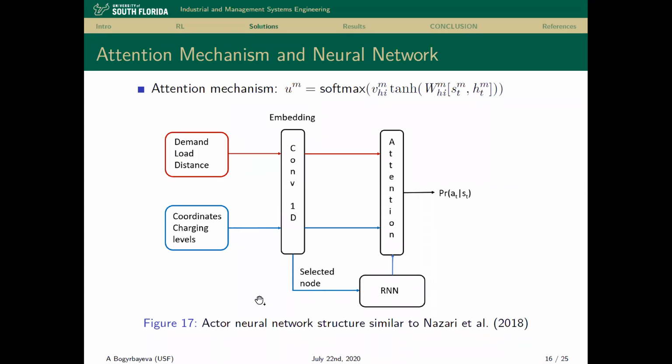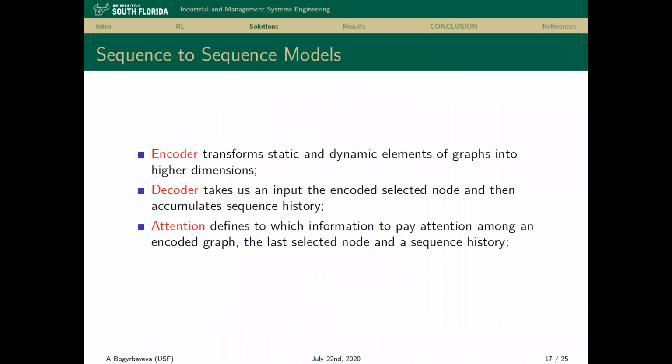And then the RNN is going to store the history of the sequence of routings that we have built so far. And then all of this information is passed to attention. And then attention is going to produce the probabilities that we are going to assign to each node. So as I've mentioned before, this architecture comes from the sequence-to-sequence models, which come from machine translation.